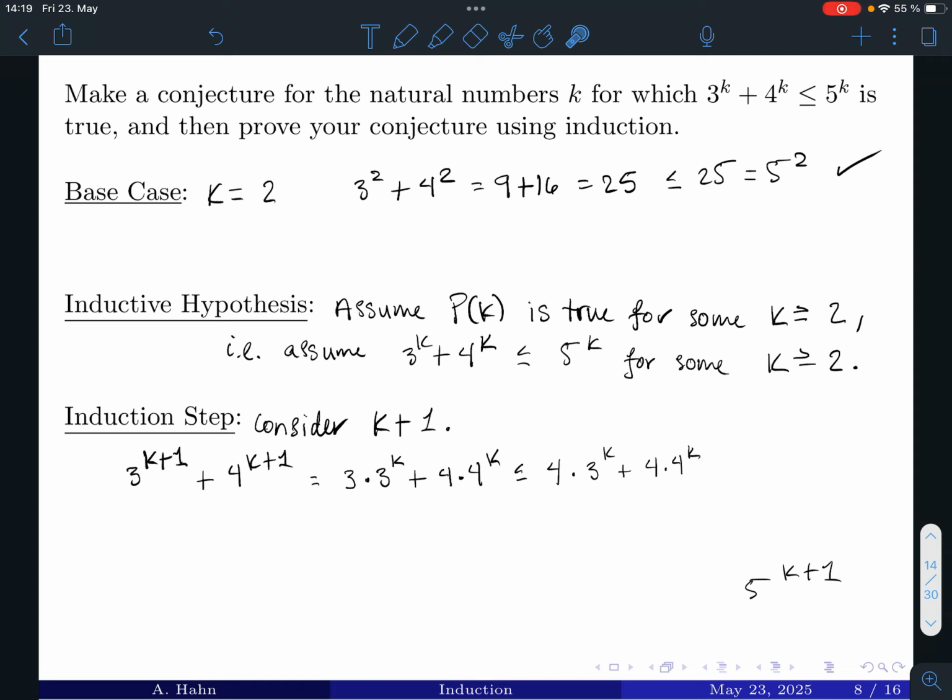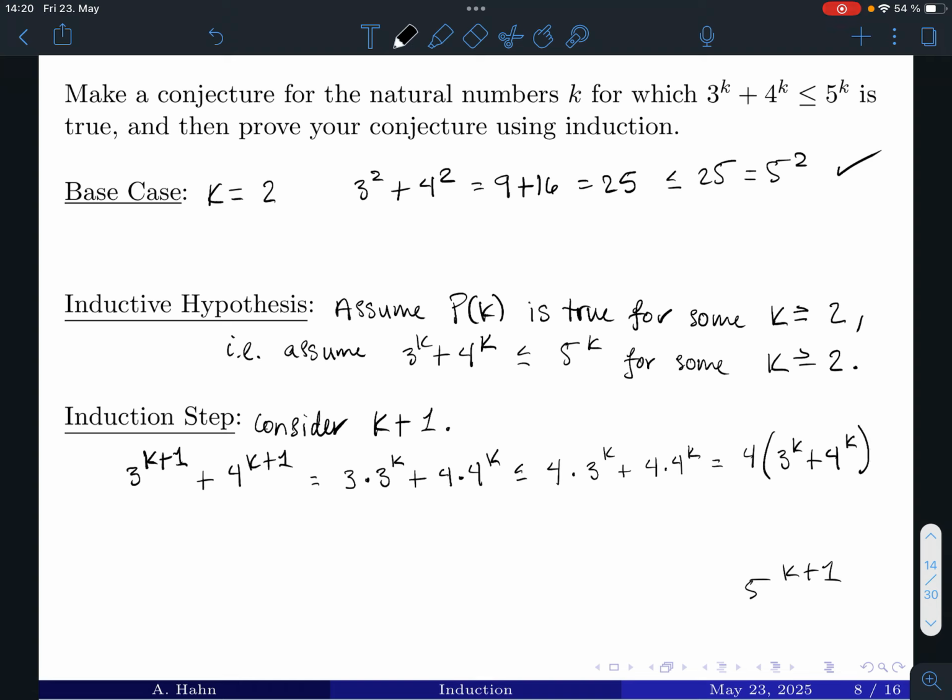And why I did that was for 2 reasons. One is that 4 is greater than or equal to 3, so this inequality does in fact hold, because we're multiplying the 3 to the k term by something bigger, so this whole sum is going to be bigger. Another reason is I want to be able to factor out something so that we just have a number times 3 to the k plus 4 to the k, so that we can use our inductive hypothesis. So this is going to be 4 times 3 to the k plus 4 to the k.